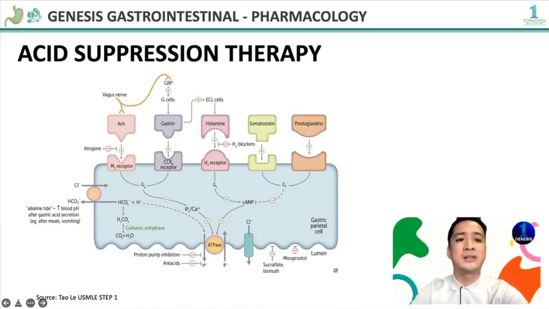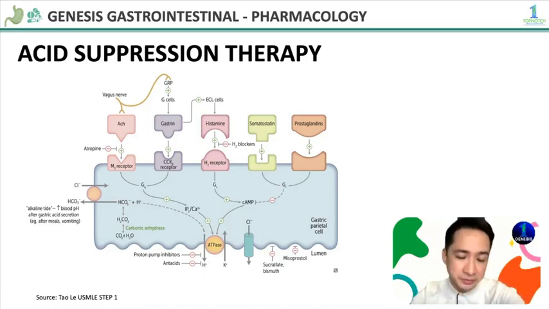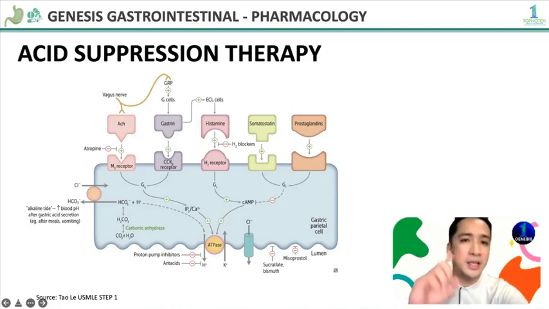You will see here that through vagus nerve, through your parasympathetic stimulation, it can cause the release of your acetylcholine binding to the M3 receptor. Remember, M3, we think of glandular secretion. It is Gq mediated, increasing the level of your IP3 and calcium that will stimulate the hydrogen potassium ATPase. Together with gastrin, it shares the same mechanism of action.